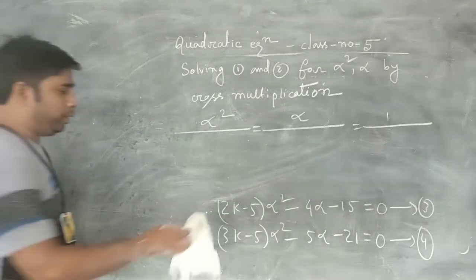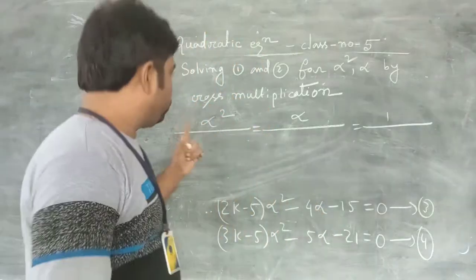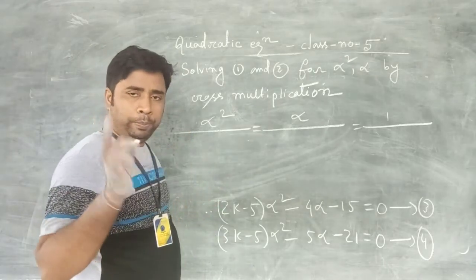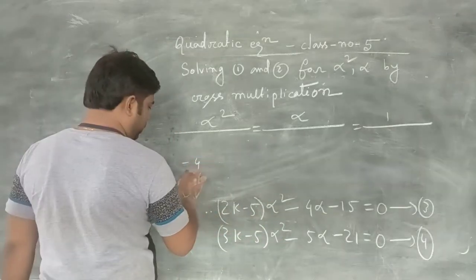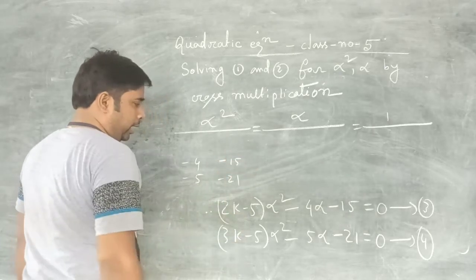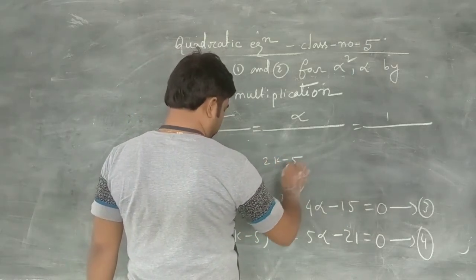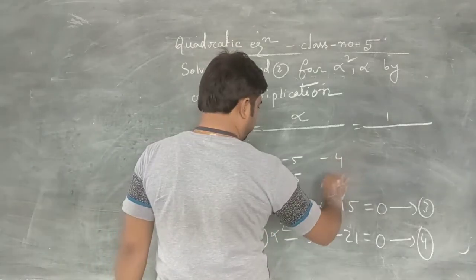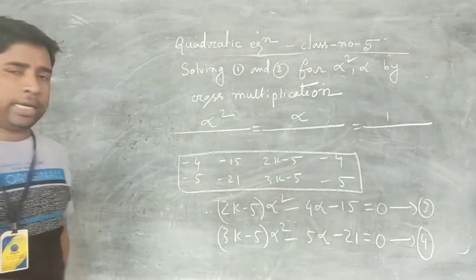You see, I am not going to teach this sum, the entire sum, just I am teaching you the technique. Okay, so for cross multiplication method, what is the rule? We shall start to take the coefficient from b and we shall end at b. So let us take the coefficient from b, minus 4, minus 5. Next minus 15, minus 21. Next twice k minus 5, thrice k minus 5. Then minus 4, minus 5. That was the technique. You have to remember it. Already I have taught you in class 8 also.